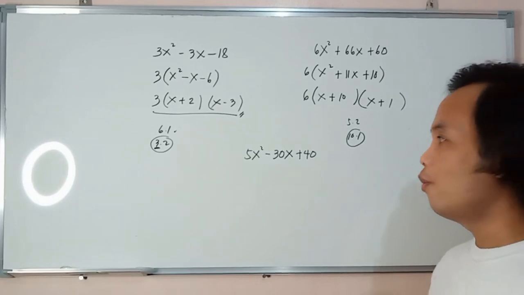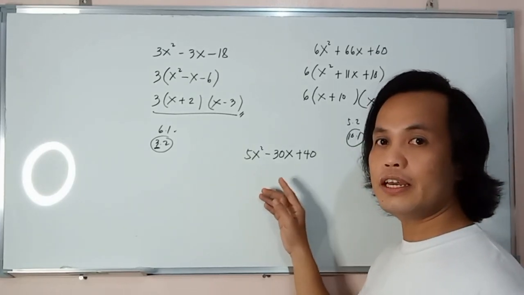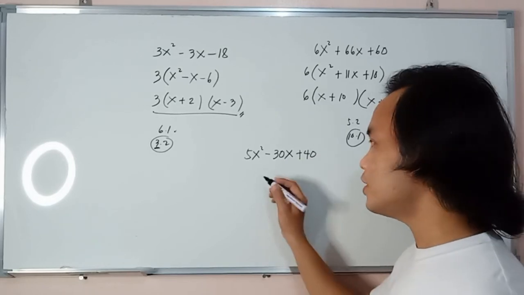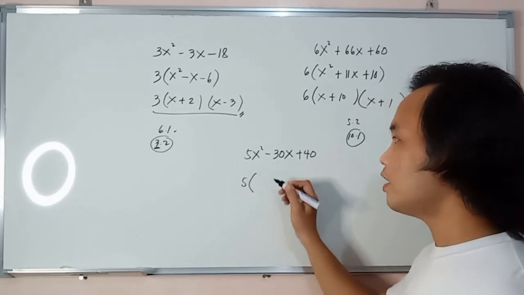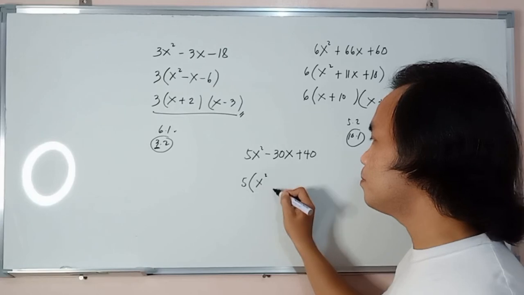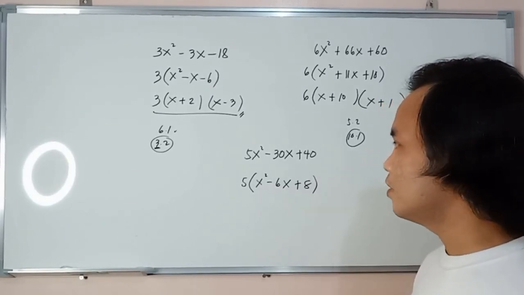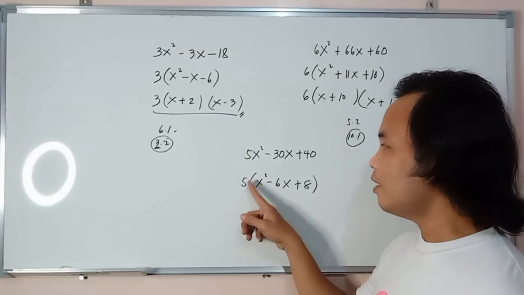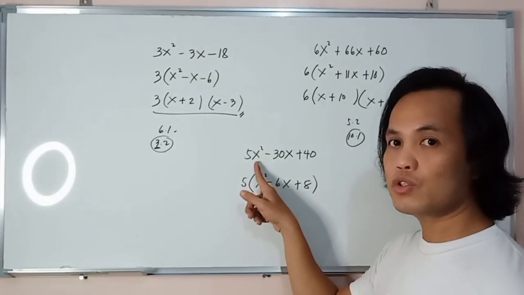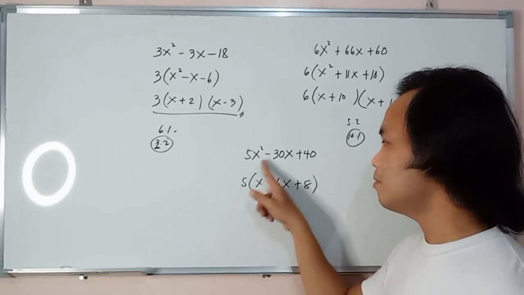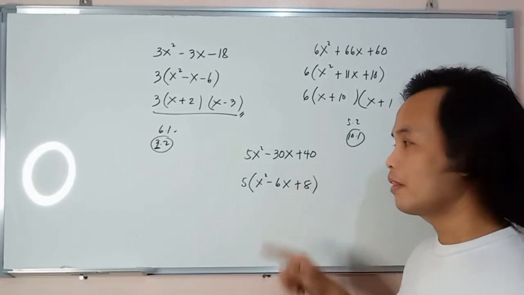Next example, we have 5x squared minus 30x plus 40. So the same, our common monomial factor is 5, so we factor out 5. What remains shall be x squared minus 6x plus 8. So, 5 times x squared, that is 5x squared. 5 times negative 6x, that is negative 30x. 5 times 8, that is 40.